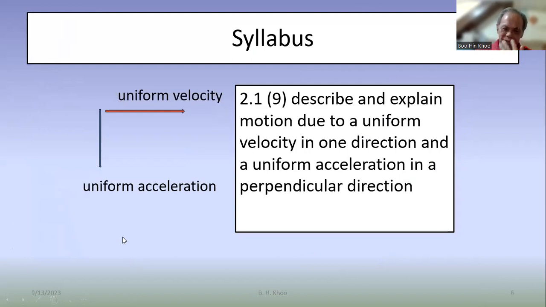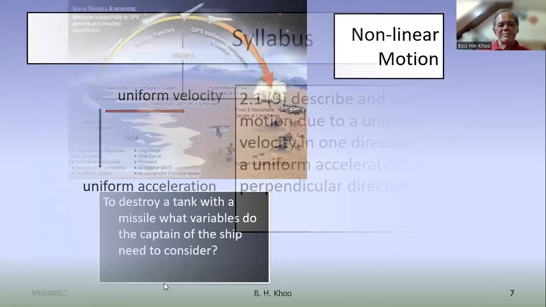Basically we are covering: describe and explain the motion due to uniform velocity in one direction, and uniform acceleration in a perpendicular direction.